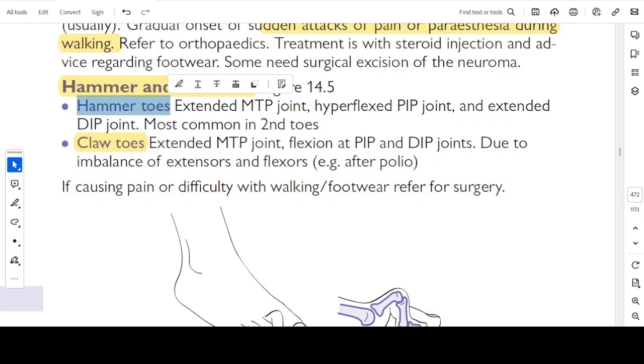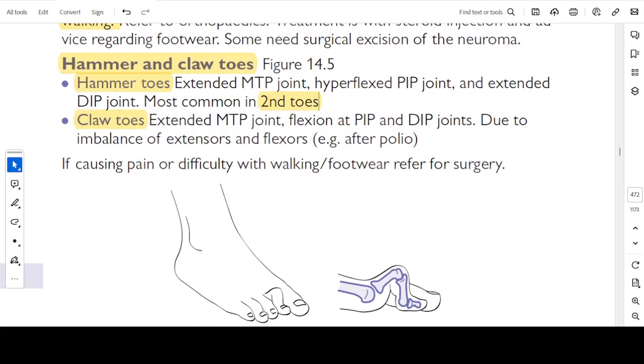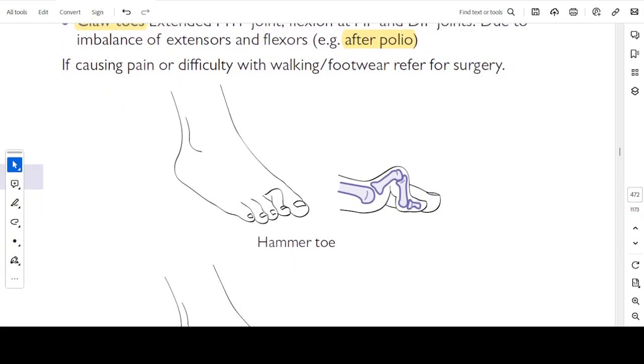So, hammer toe is most common in the second toe, like in this picture. Just remember this picture. Claw toes: extended MTP joint, flexion at the PIP joint and distal interphalangeal joints due to imbalance of the extensors and the flexors after polio. If causing pain or difficulty with walking or footwear, refer for surgery.